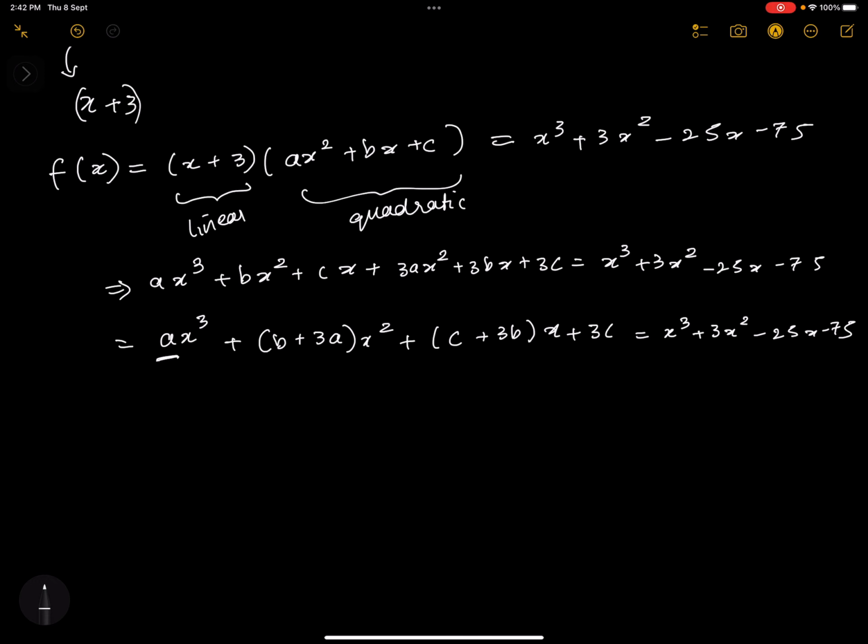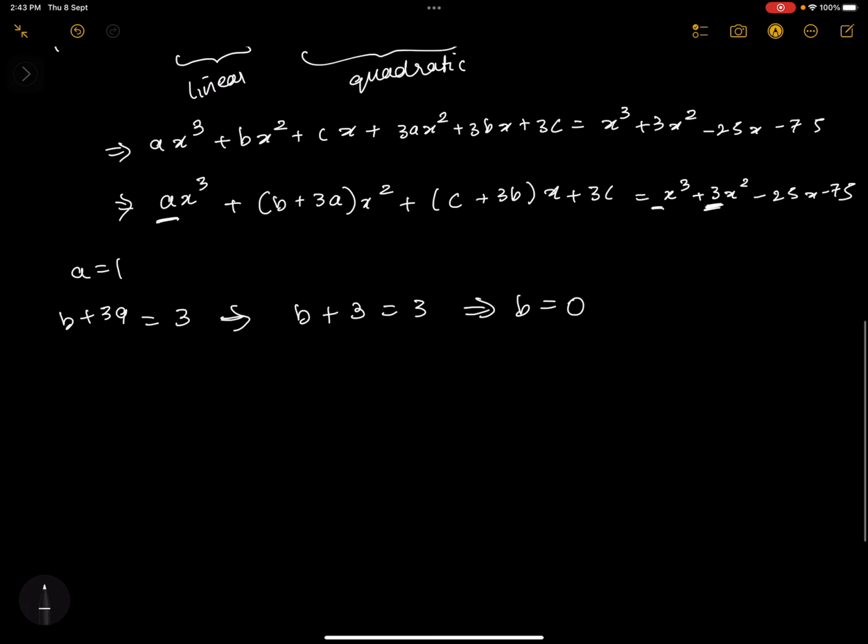The coefficient of x cubed, a, is equal to 1. So a is equal to 1. Now we have b plus 3a, which is the coefficient of x squared, equal to 3. Since we already know that a is 1, we can just put it as b plus 3 is equal to 3, which implies that b is equal to 0.